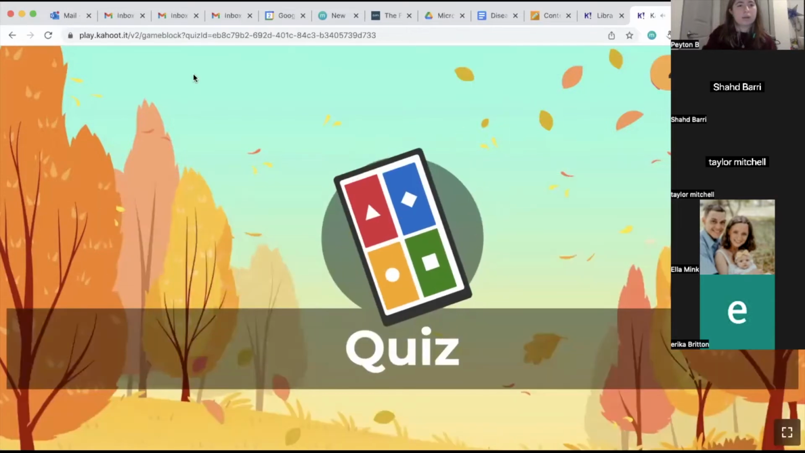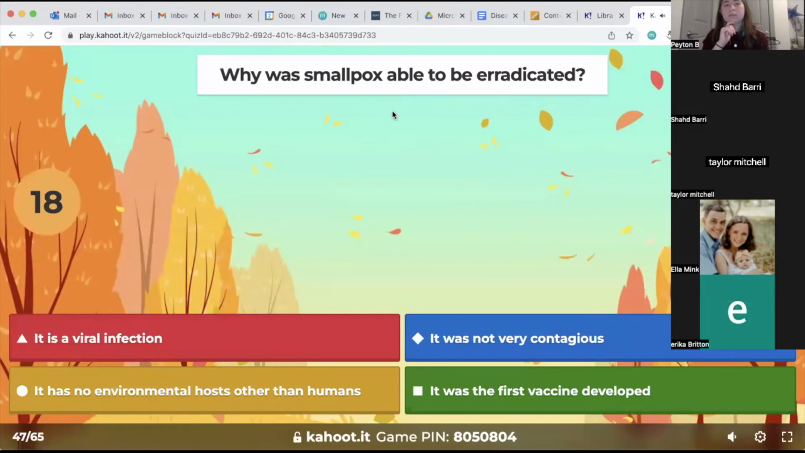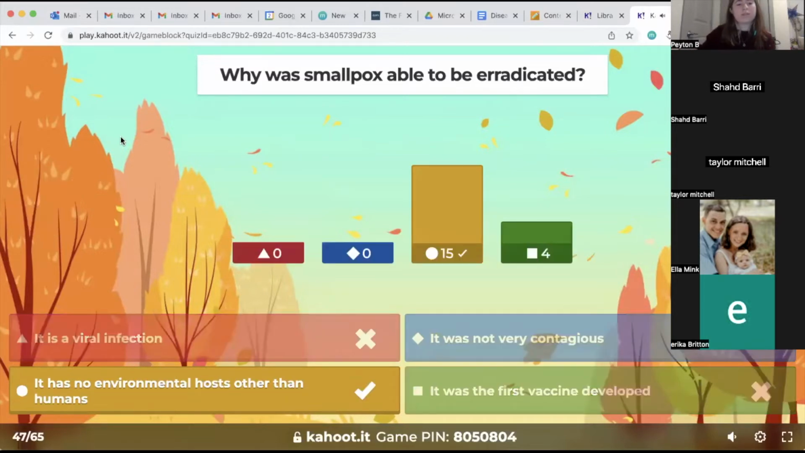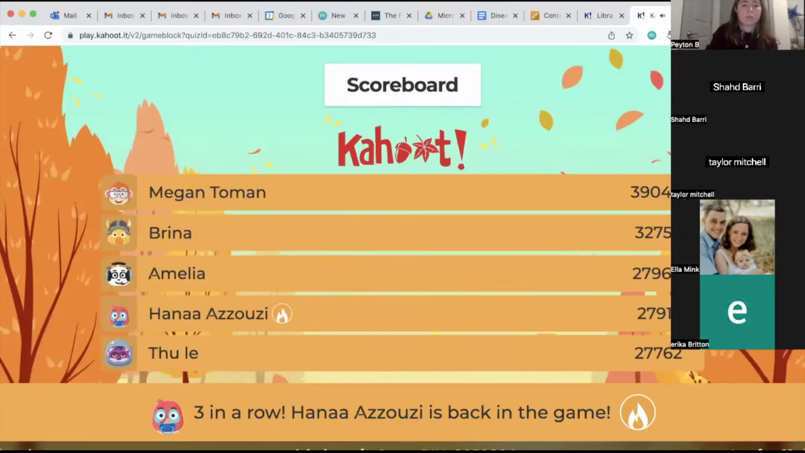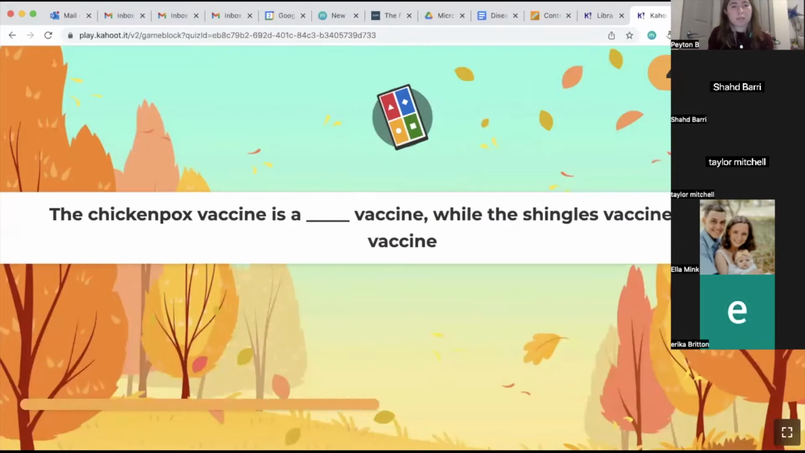All right. Why was smallpox able to be eradicated? Yep, it has no environmental host other than humans. Same with polio, and that's why that's the one we're going for next. But an anti-vax movement made that a little bit difficult. All right.